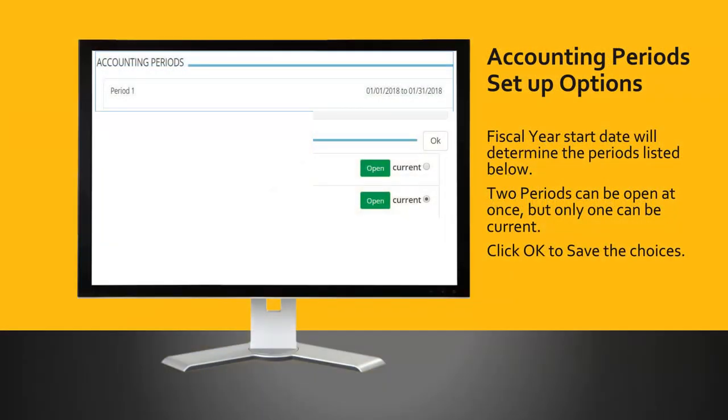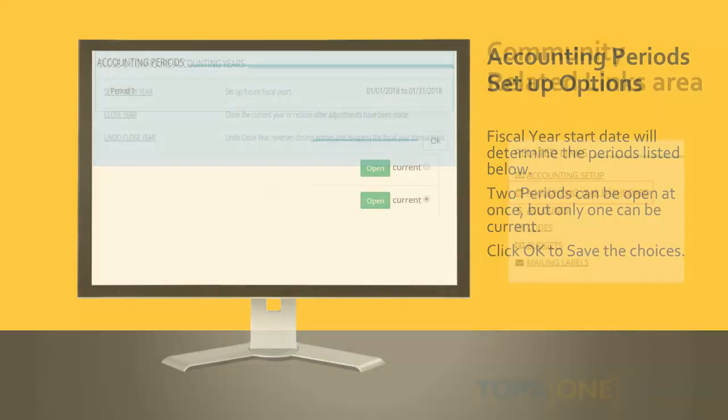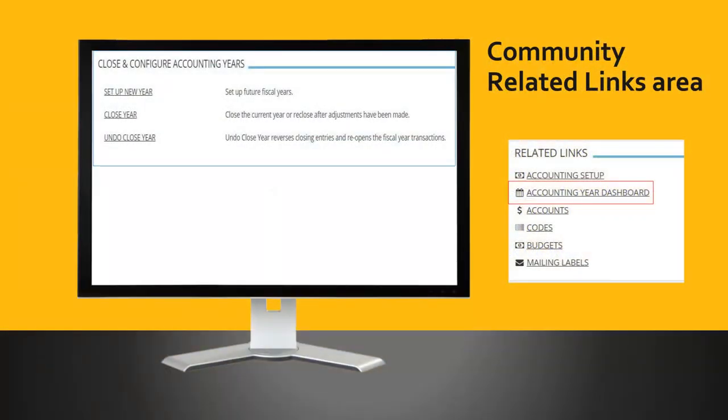The fiscal year start date will determine the periods listed below. Only 2 periods can be open at one time, but one can be current. Click OK to save the choices at the top when finished. Under Related Links, in the Community page, you will also find the Accounting Year Dashboard.